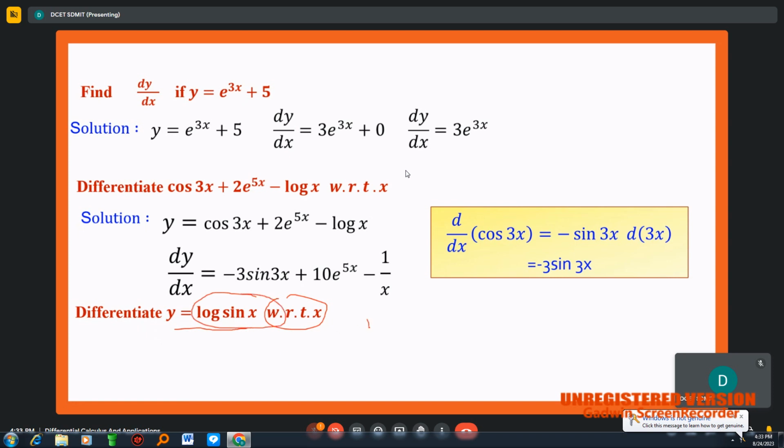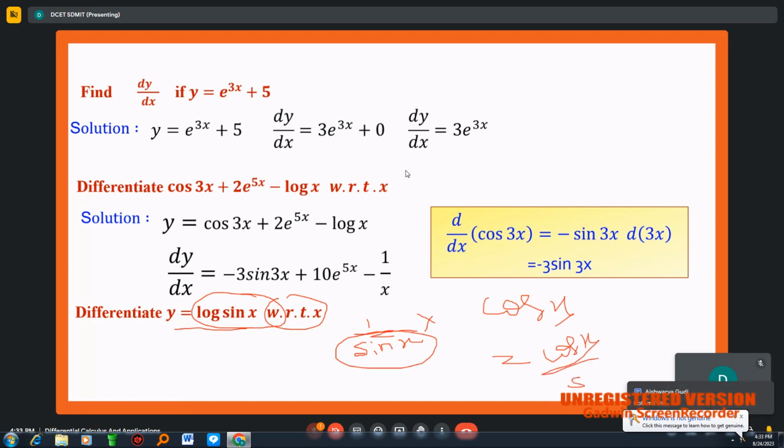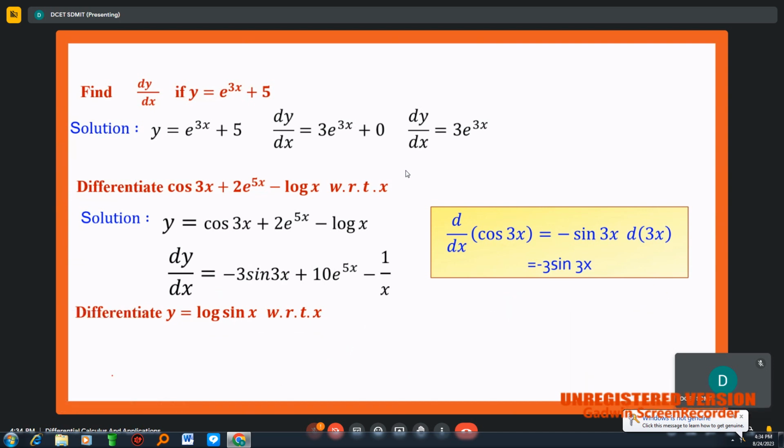The differentiation of log of sin x is 1 by sin x into the differentiation of sin x. What's the differentiation of sin x here? Cos x. That means what we are getting here? Cos x divided by sin x. What is cos x divided by sin x? Which is nothing but cot x. Like that we have to differentiate if the function is in this form.